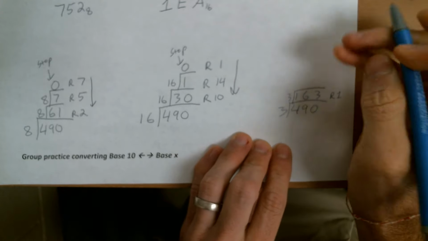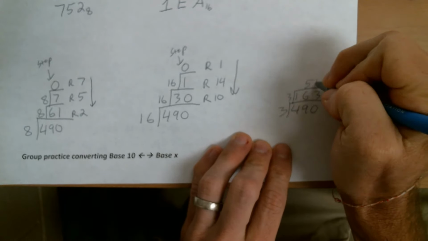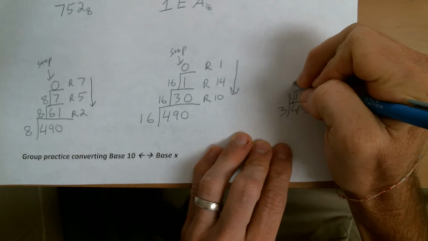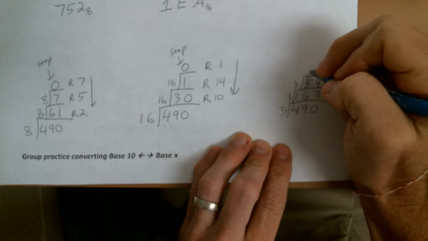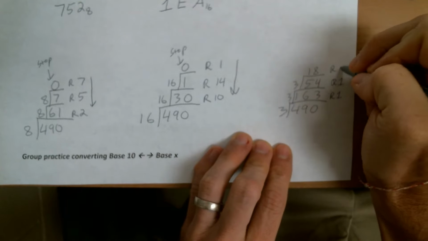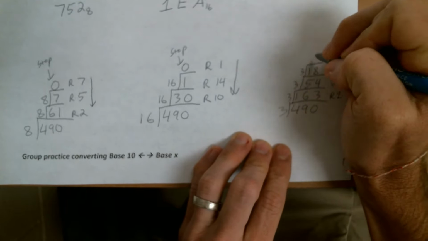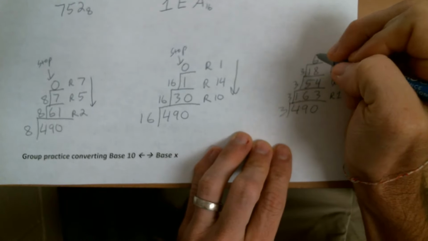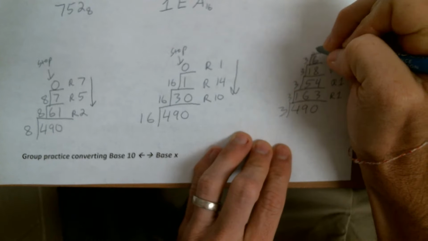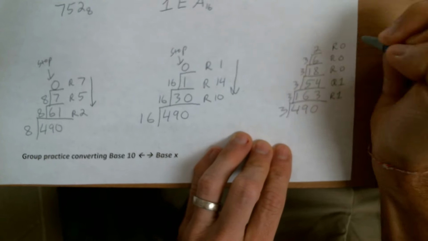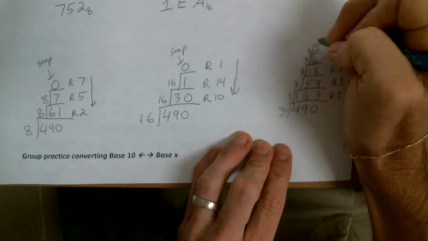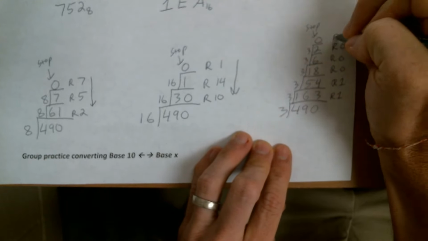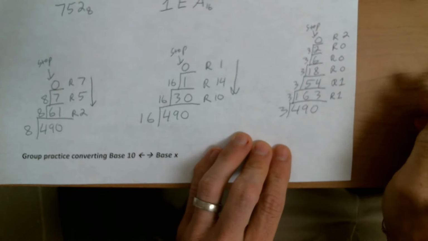I can divide 163 by 3. It's going to go in 54 times with a remainder of 1. And then I can just keep going here. This one's going to go in 18 times with nothing left over. This is going to go in 6 times with nothing left over. This is going to go in 2 times with nothing left over. This is going to go in 0 times, which tells me that I'm ready to stop. And there's going to be 2 left over.